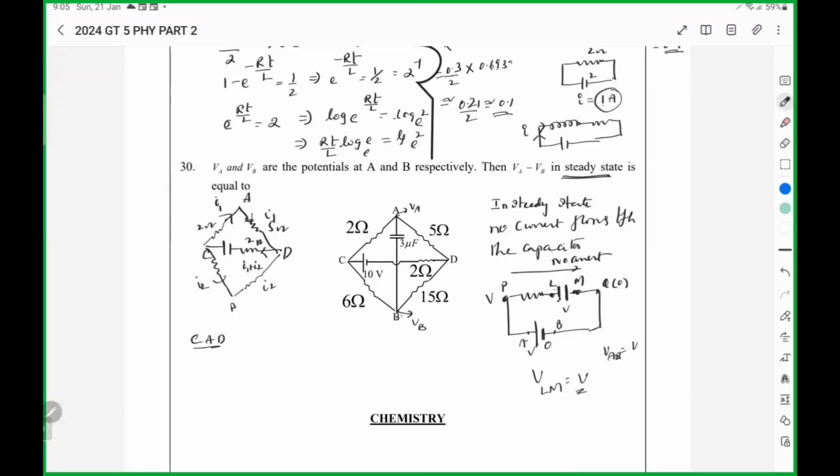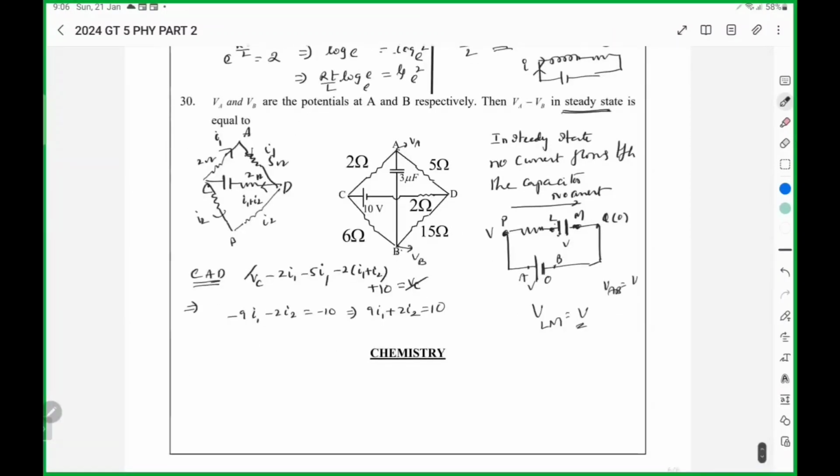If I consider loop CAD, by Kirchhoff's second law: VC minus 2I1 minus 5I1 minus 2 times (I1 plus I2) plus 10, lower to higher, is equal to VC. Which implies minus 9I1 minus 2I2 is minus 10. So 9I1 plus 2I2 is 10.